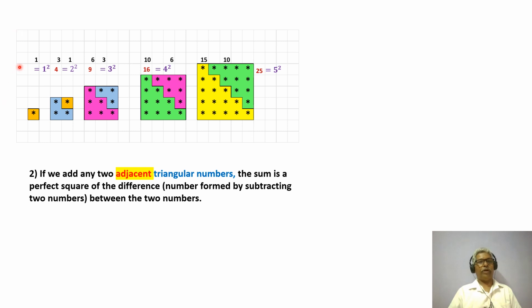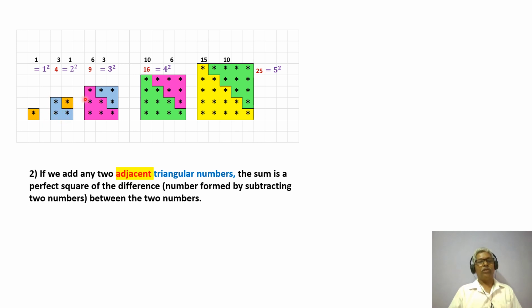Another property of a triangular number is, if we add two adjacent triangular numbers, the sum is a perfect square of the difference. Remember this, don't get confused. If you take this 3 and add this over it, the difference between these two is 2, and the whole will be the square. 1 is 1 square, then this is 3 and 1 added is 4, that is 2 square, and the difference between 3 and 1 is 2.